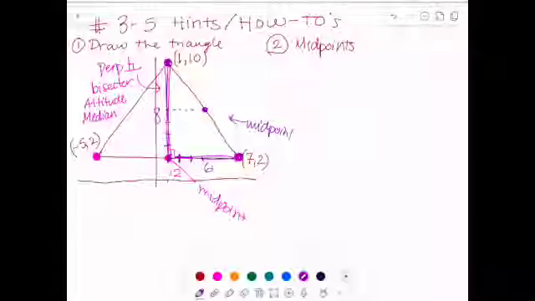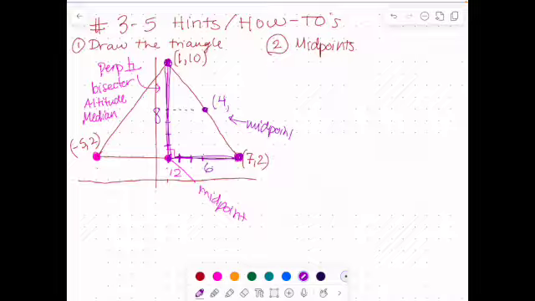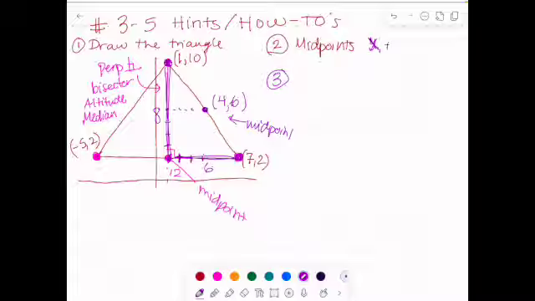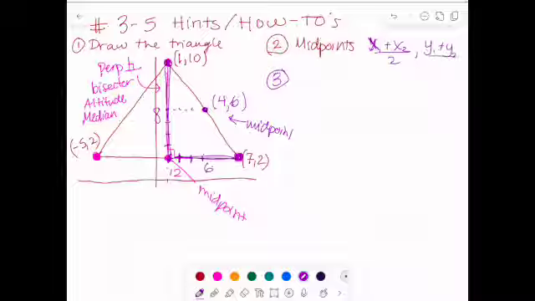And I'm going to label that one. So that's the point. Let's see. It went over right 4, and it went up. Right 1, 2, 3, 4. Yeah, right 4 and up 6 is what it did. Step 3. If you wanted to use the formula, that was the x1 plus x2 divided by 2, and y1 plus y2 divided by 2.